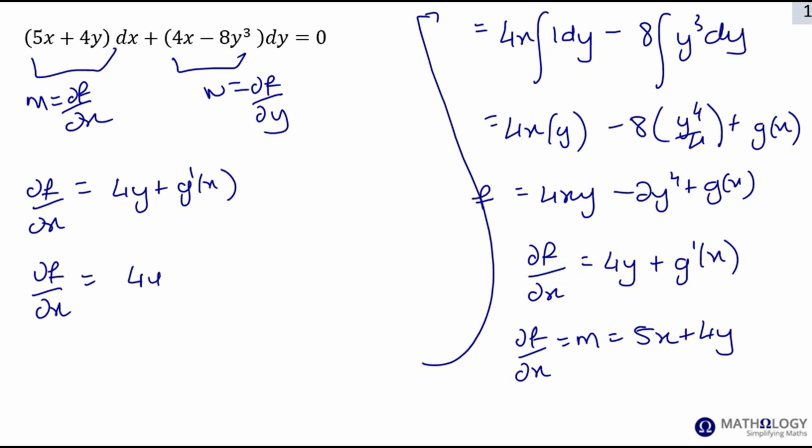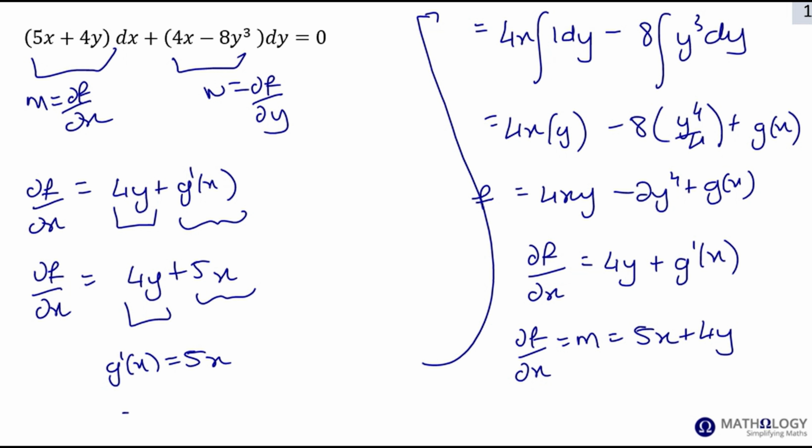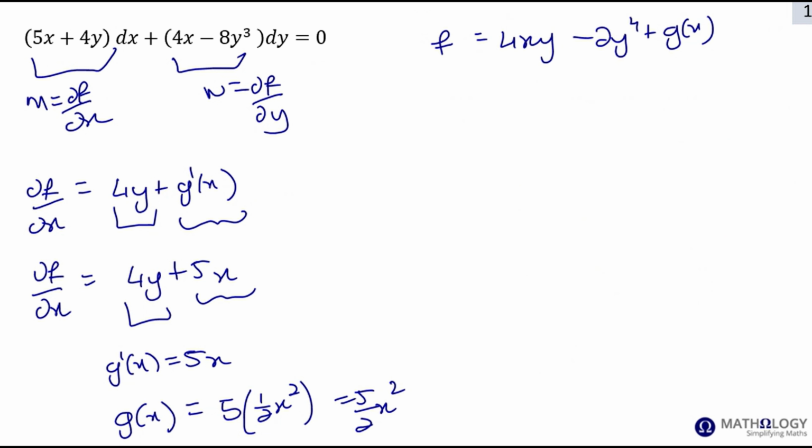Let's write it this way, 4y plus 5x. So we have the 4y here, and then we have g prime x and 5x. So clearly g prime x equals 5x. To get the function g of x, we're going to integrate both sides with respect to x. So we will have 5 times the integral of x, which is a half x squared. 5 times half x squared is 5 over 2 x squared.